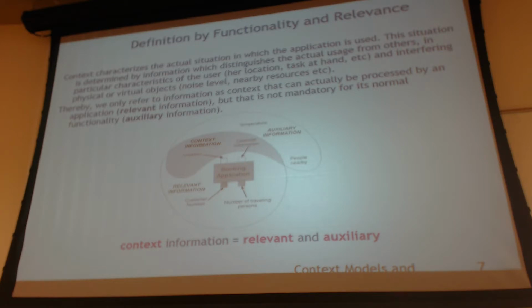And we are slowly going closer to user experience. A booking application might not have people nearby, location, or temperature information. That does not matter, but if it has them, it is a better user experience. But for the purpose of going from point A to point B, you don't really need it. So context information can be defined by functionality and relevance also. That means it is all the information that is relevant as well as some auxiliary information which might be used for different functionalities. Right?